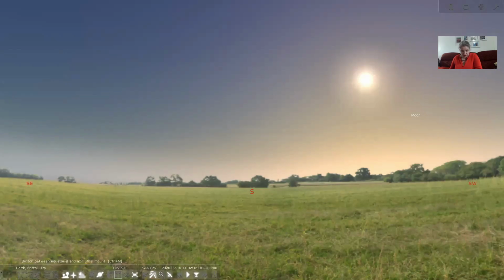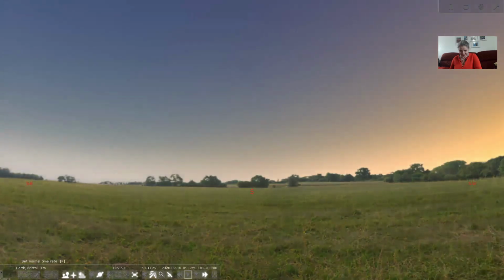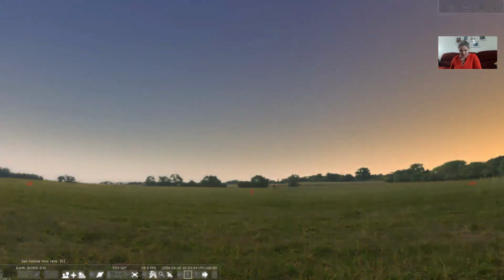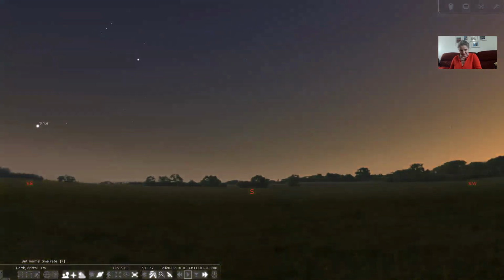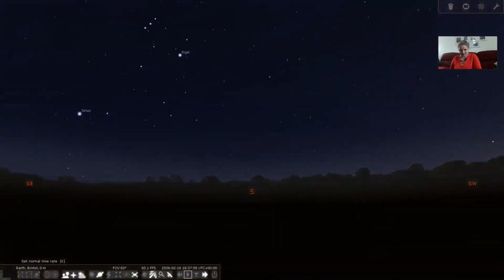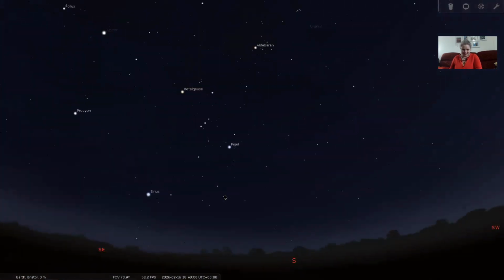So what I'm going to do, because it's daytime at the moment and you can't see any stars, is accelerate time, which you can do with Stellarium. So there we go. There goes the sun. It's going to set in a minute. There it goes. Down it goes. And we've got twilight, and the sun sets and the stars come out. Look at that. Oh, and look, there's Orion.